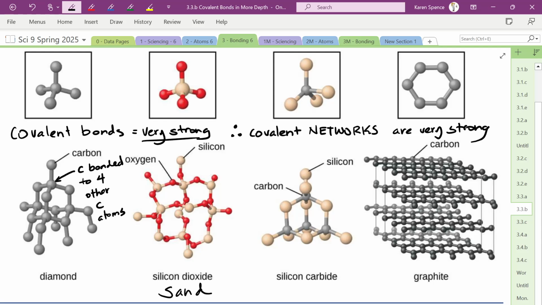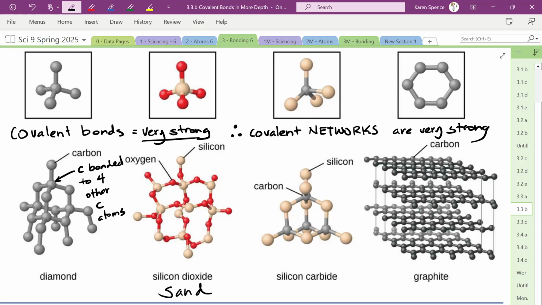Now, because this is a model, I can't just have these floating separate from each other. There actually has to be something to attach them. But these right here, have we talked about intermolecular forces in this class? Maybe, maybe not. Okay, we'll talk about them again.